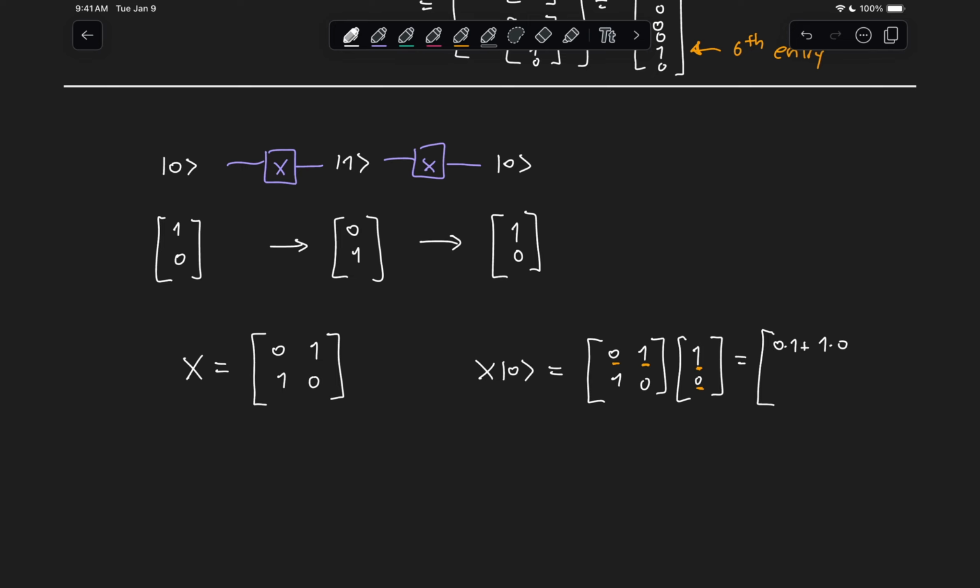And then we're done with the first row of this result. And we move then down to the second row of our matrix. So we do 1 times the first entry of this vector.